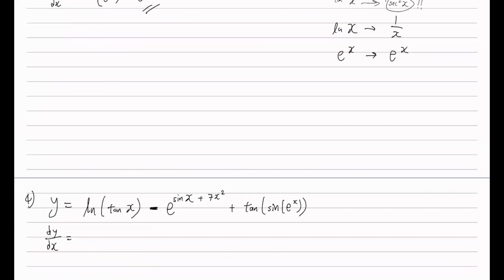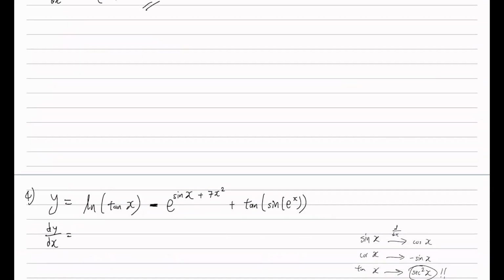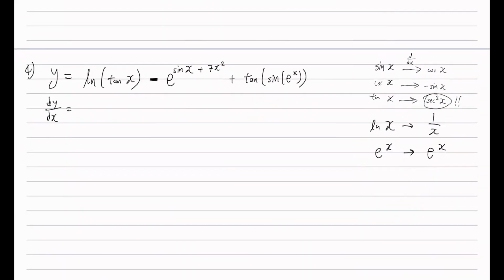Okay. 1 over tangent x. Very good. It's not x, it's tangent x. And times? Since this is no longer a single x, you need to chain rule. Differentiate the inner function. Differentiate tangent x, you get secant squared x. Very good. First term complete.